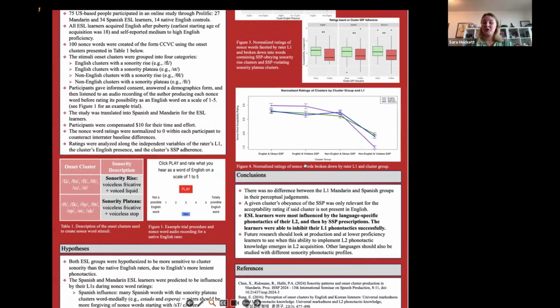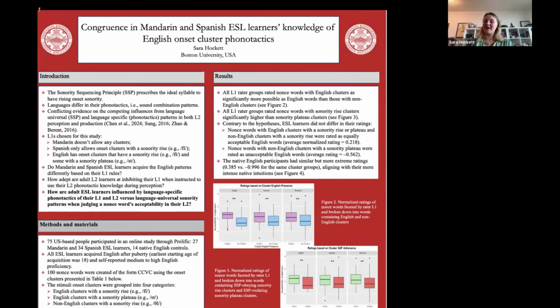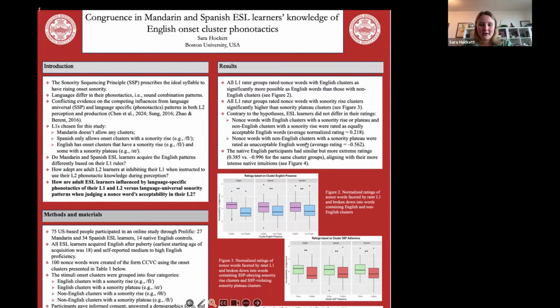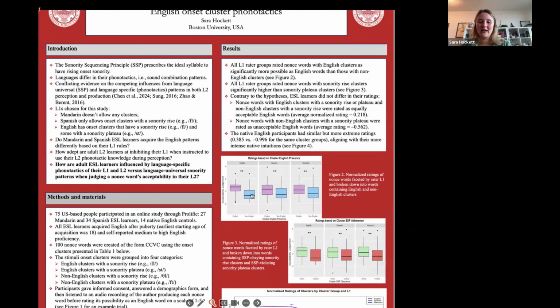Okay, contrary to both those hypotheses, I found that there is actually no difference between the ESL groups in their perception of this English. They were both really, really good at it. So first, if we look at figure 2, the cluster either was in English, something like ska or spa, or it wasn't English, like fda, like FT, which we don't have in English, or sra, to start a word.